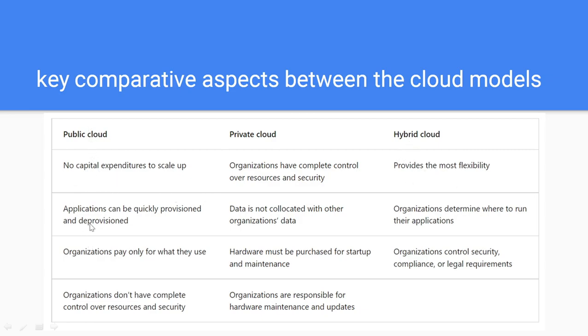So for the public cloud, applications can be quickly provisioned and deprovisioned, and the organization pays only for what they use. The organization does not have complete control over resources and security. For the private cloud, on the other hand, data is collocated with other organization data. Hardware must be purchased for startup and maintenance. Organizations are responsible for hardware maintenance and updates. For the hybrid cloud, organizations determine where to run their application, and organizations control security, compliance, or legal requirements.